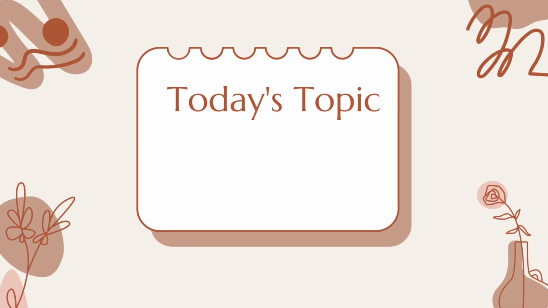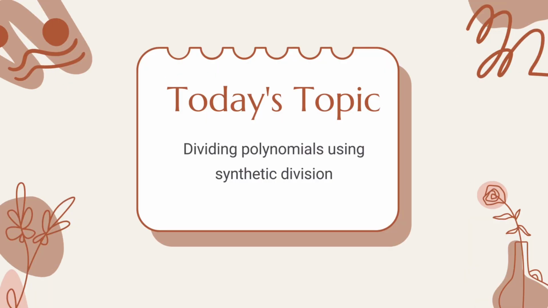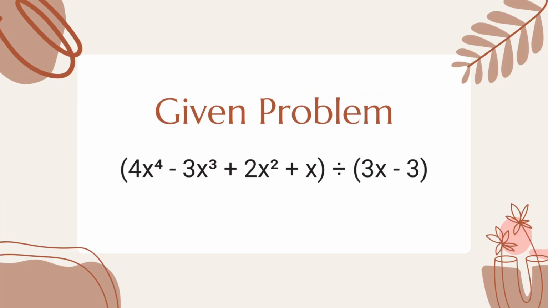So today we are going to be dividing polynomials using synthetic division. This is the problem we are going to be solving today. 4x to the power of 4 minus 3x cubed plus 2x squared plus x divided by 3x minus 3.